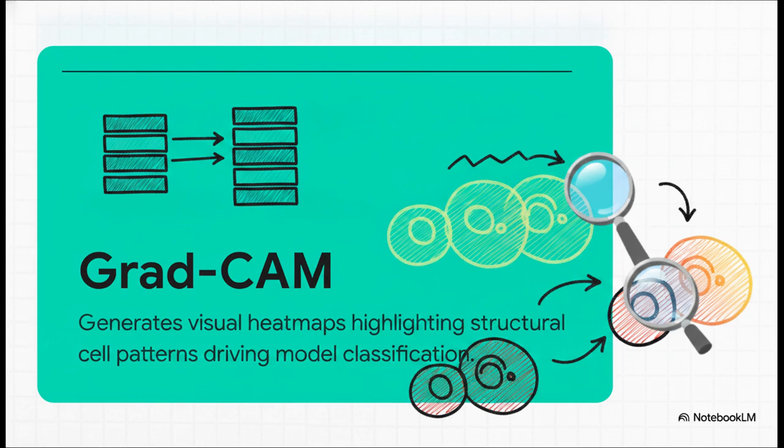Your pipeline feeds the classification score back through the network layers to calculate gradients relative to that final convolutional layer. This creates a visual heat map right over the cell image. It brilliantly proves to the user exactly which structural cell patterns drove the model's final classification. It literally opens up the black box.